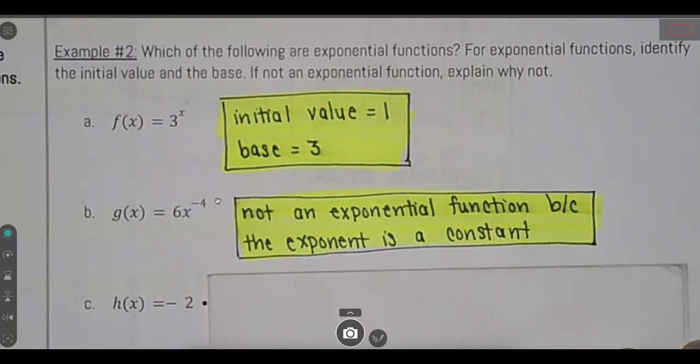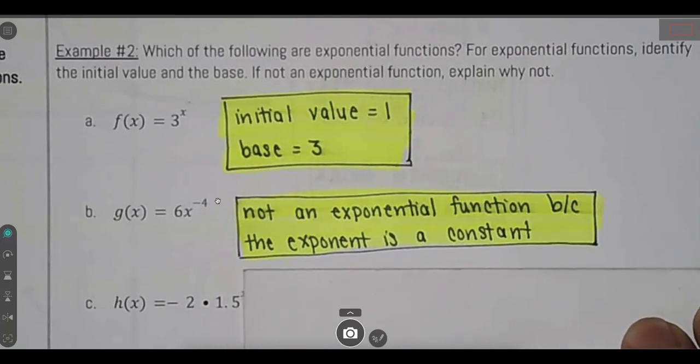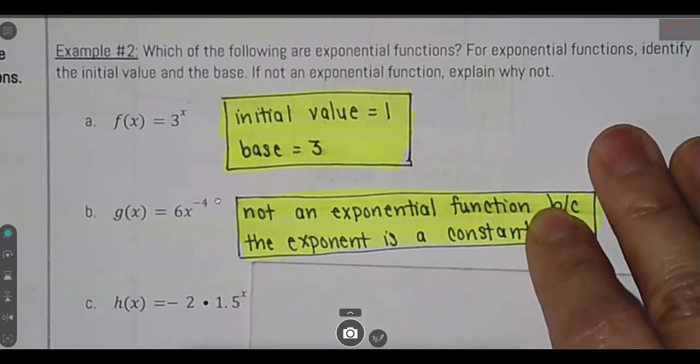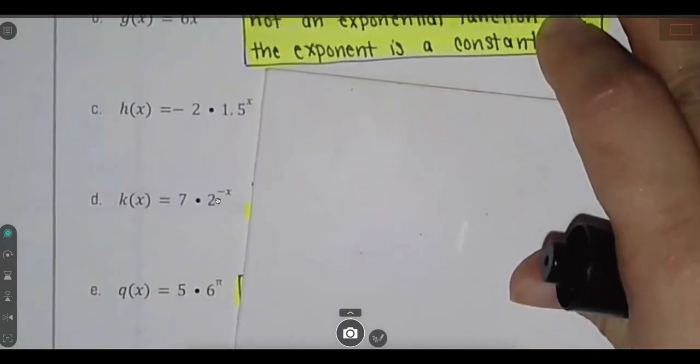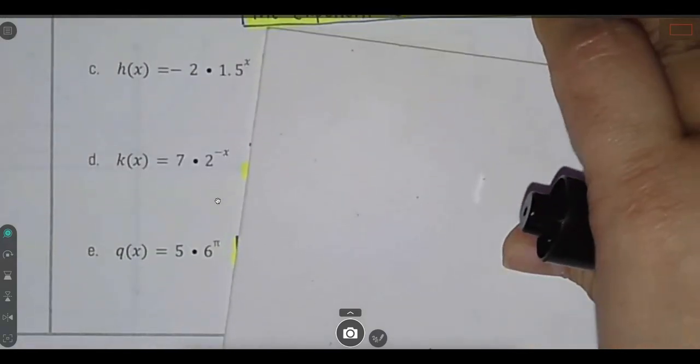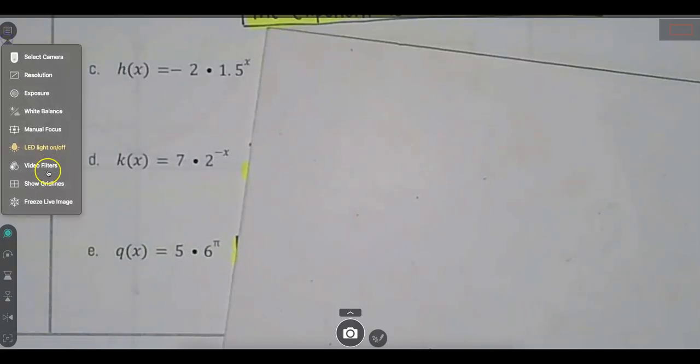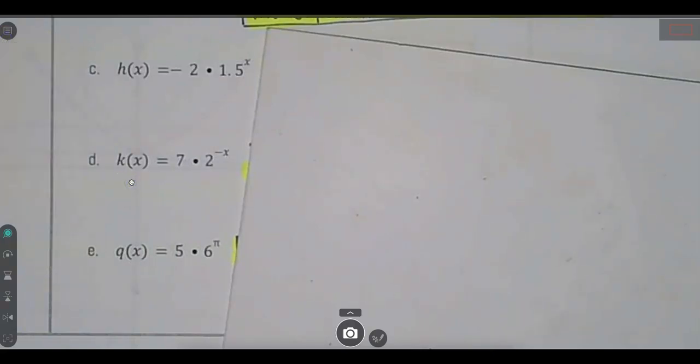All right, take a look at C, D, and E. Do you guys feel like you can do those? Yeah? Okay, please do C, D, and E. I'm trying to cover up the answers. So for each of these, you're going to tell me the initial value and the base, or you're going to tell me why it's not an exponential function. Go ahead. I'll give you 1 point for each one.